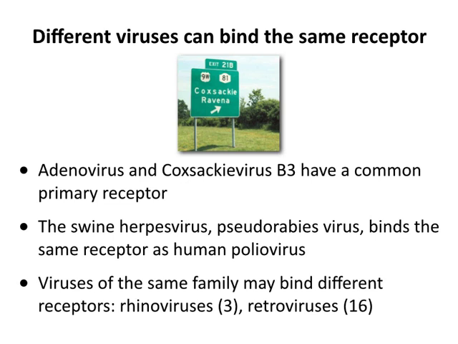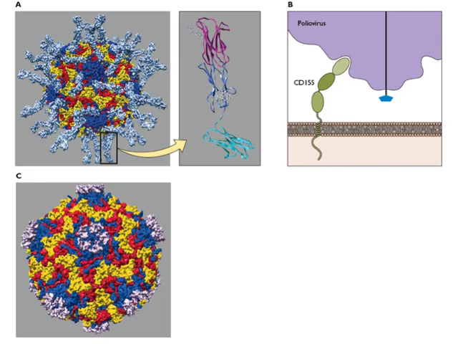In addition, viruses of the same family can bind different receptors. For rhinoviruses, there are at least three different receptors. And for retroviruses, there are at least 16 different receptors. Those are the ones that we know so far. So lots of variability here.